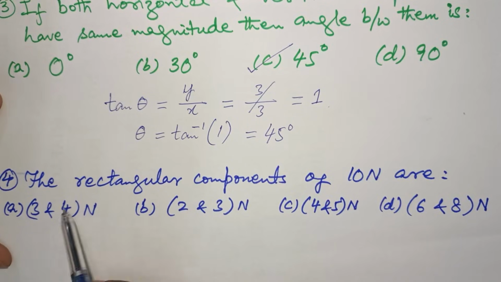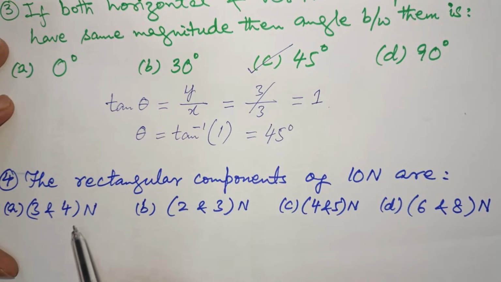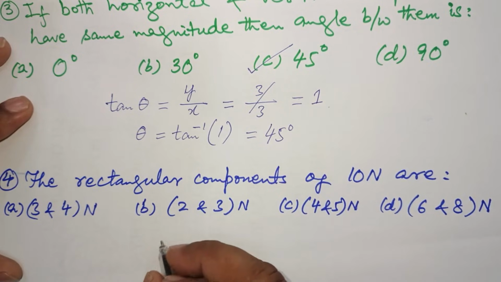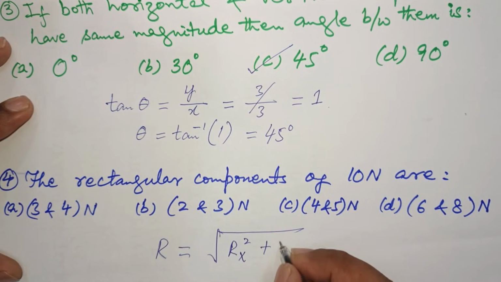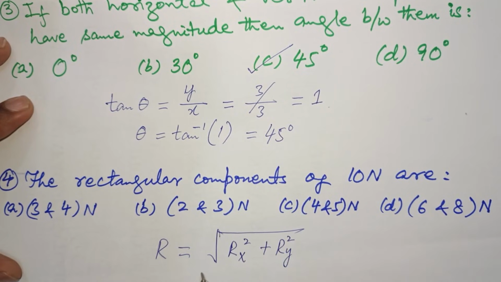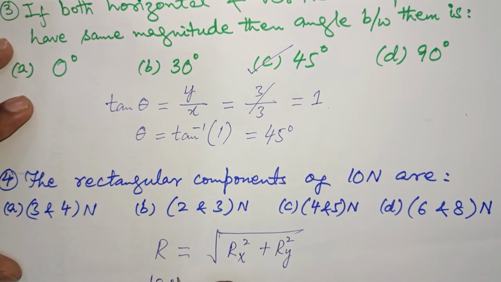The next one is the rectangular components of 10 Newton are. We know that the rectangular components are those components which are at 90 degree to each other. And how we can find them out? Let's suppose if this is R, then this will be under root rx square plus ry square. What we'll do is we'll check one by one. Our result should be 10 Newton.